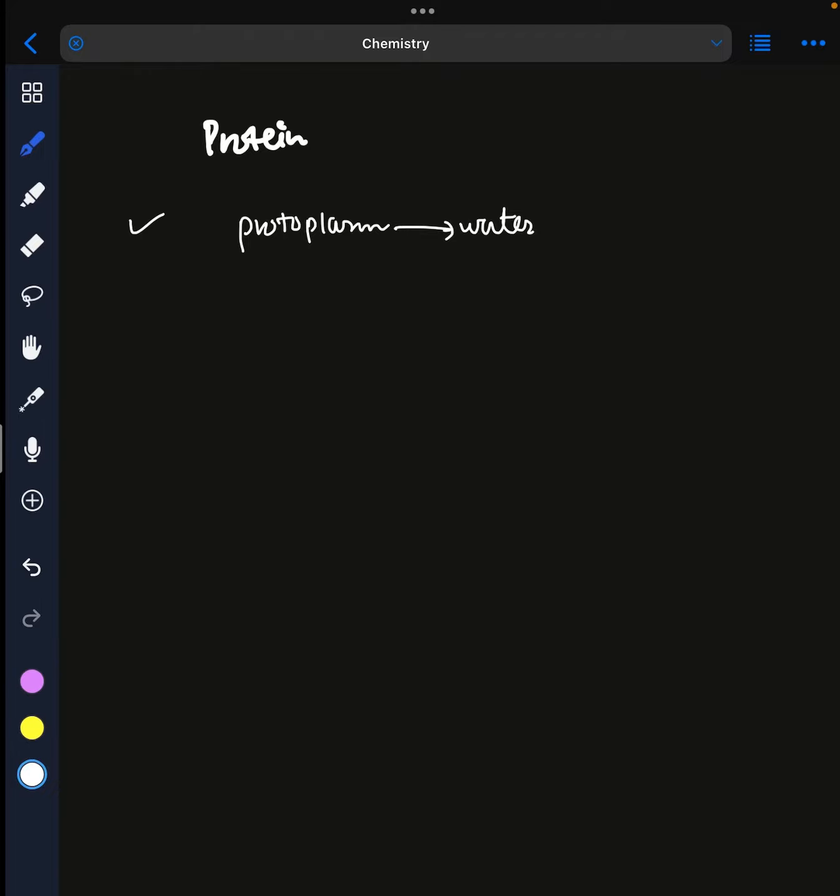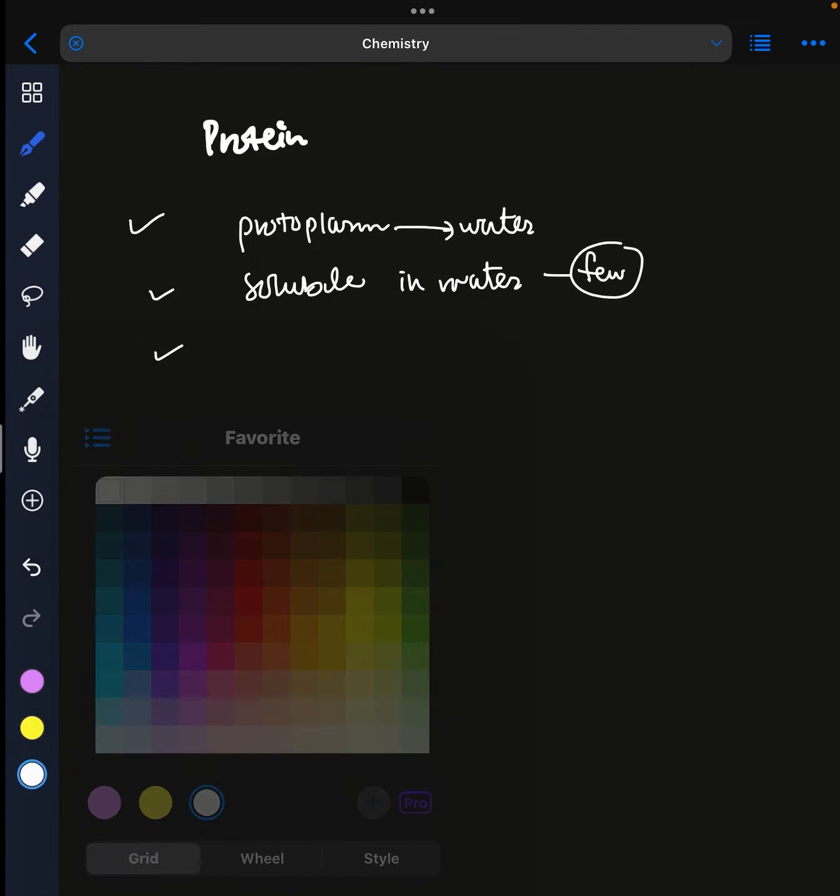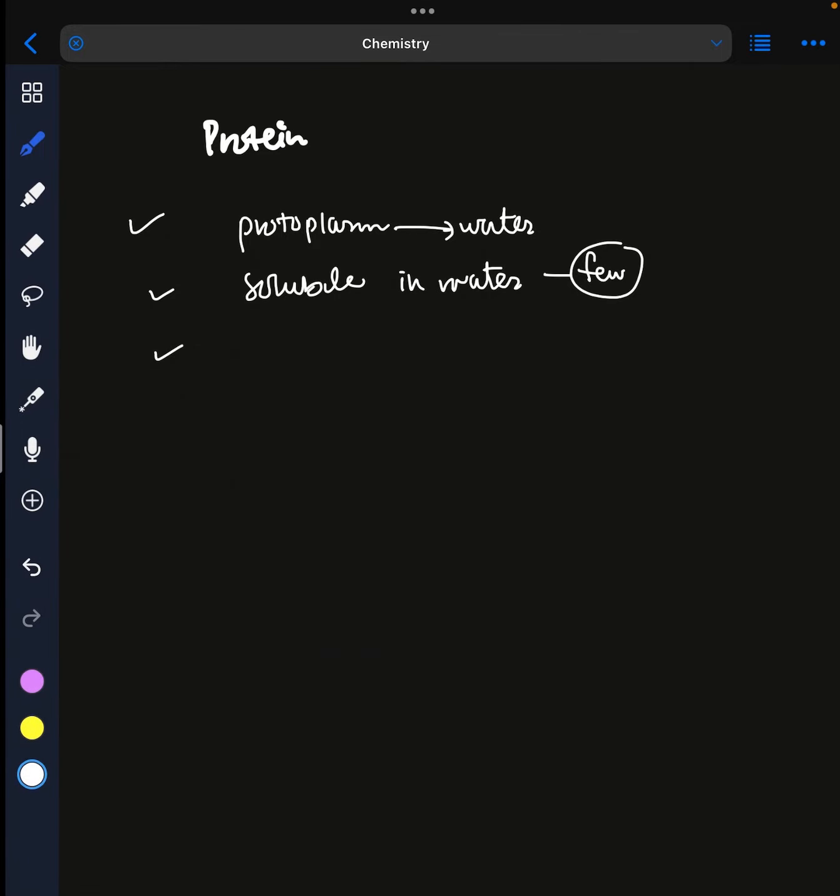A few proteins are soluble in water, while a few are not. Remember the word few. Not all proteins are soluble in water. And in the last video, we discussed the most abundant protein in a couple of places, so I'm just going to repeat that for you. The most abundant protein in the biosphere is Rubisco, which is an enzyme in the Calvin cycle.